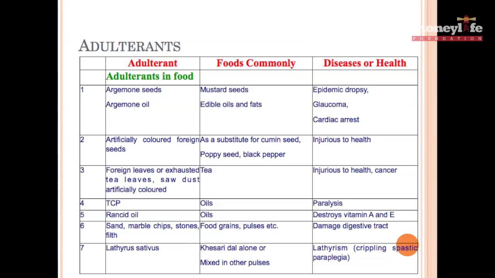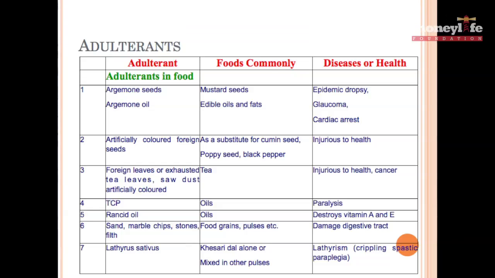Now, sand, marble chips, stone, and filth are added to food grains. Stones, I don't know so much care is taken or not, but this is now something which is not very prevalent at this moment of time.